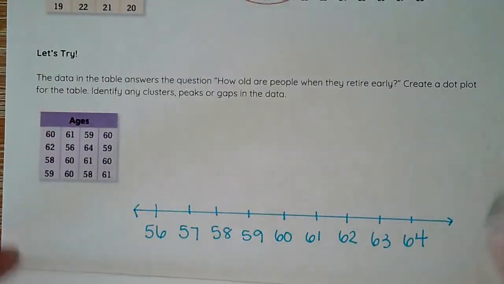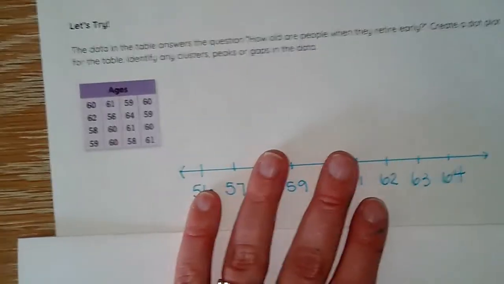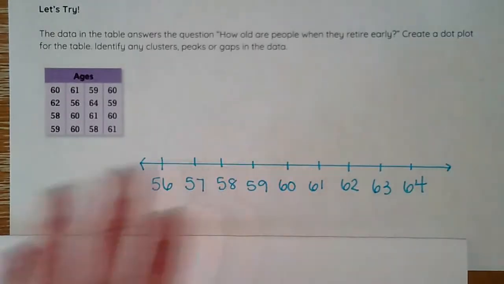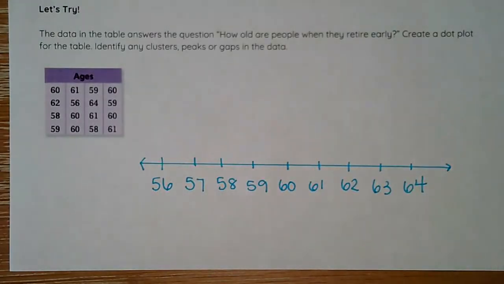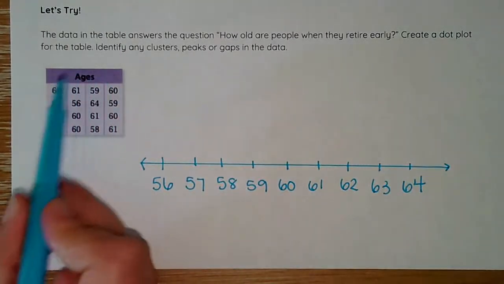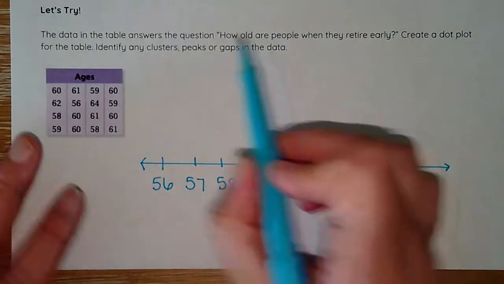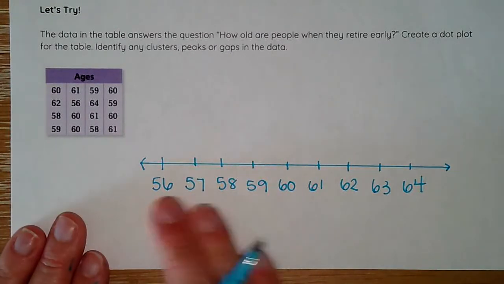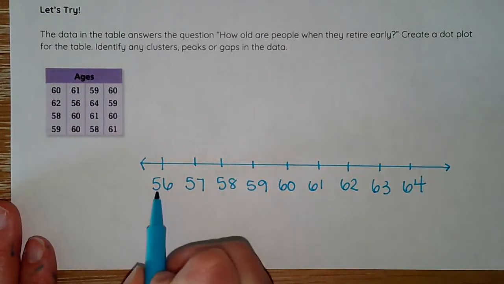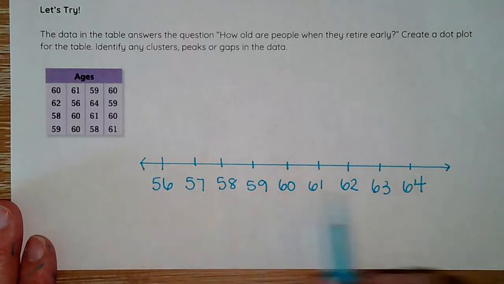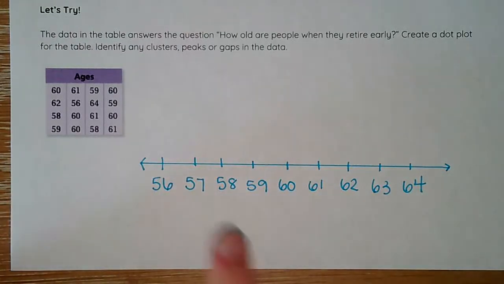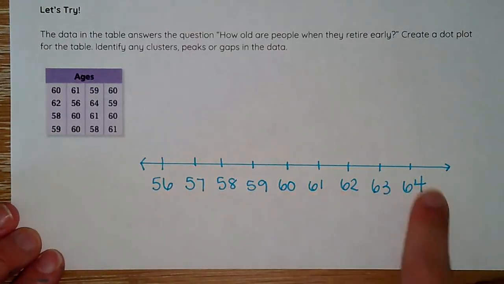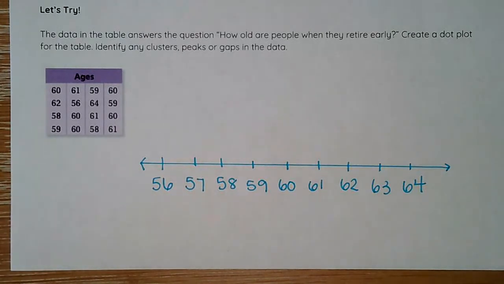So down here, we've got a data table that is talking about the ages. So when people retire early, how old are they? And we've got this data. We've already collected it. This is a statistical question because we have a variety of answers. So now I've drawn my number line. I know that 56 is the lowest number in here and 64 is the highest number. And then I go up incrementally between. All right, so let's start.